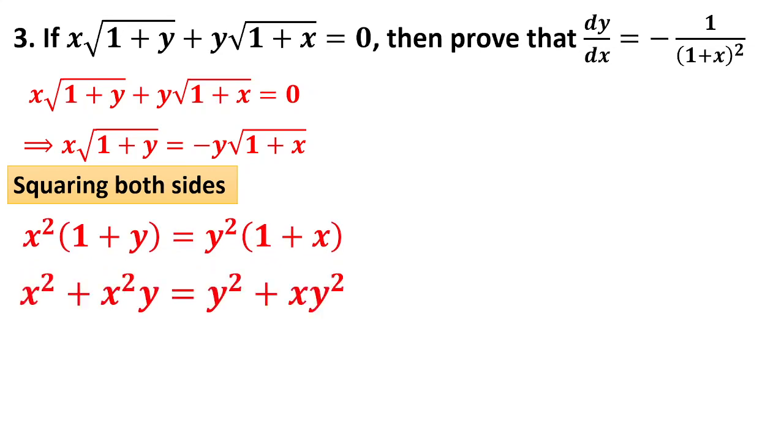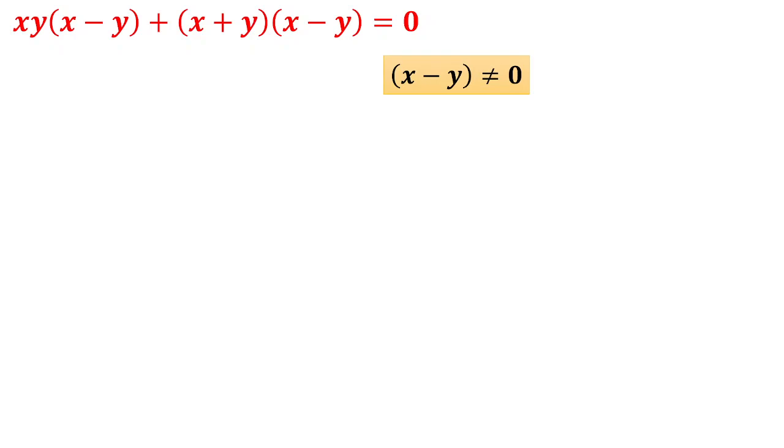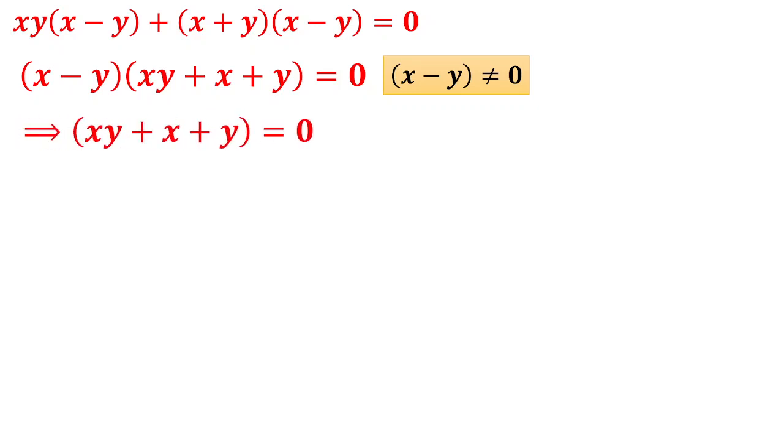Now I expand this bracket, x square plus x square y plus y square plus xy square. I bring everything to one side. Then after that, I am just going to take common terms outside. Therefore, from the first two terms I take xy outside, I will get x minus y. Then from the second one I take x plus y outside, it will be x plus y into x minus y. All of you know, x square minus y square is x plus y into x minus y. Which can be taken outside? x minus y can be taken outside, but x minus y is non-zero. Therefore, you are getting only xy plus x plus y is equal to 0.